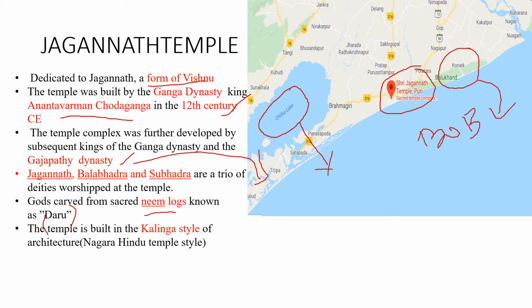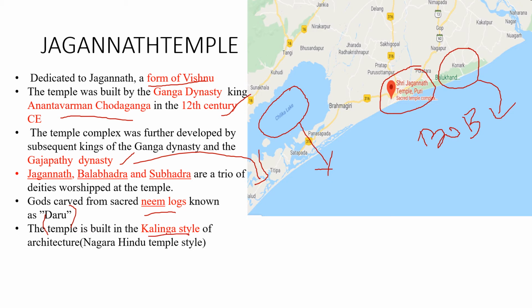When you take the principal deities of the Jagannath Temple, you have Jagannath, Balabhadra, who is also called Balaraman, and Subhadra, who are siblings. Everyone knows that Vishnu's elder brother is Balaraman, and he has a sister called Subhadra. These three are the principal deities, each carved out of neem log, and the deities are replaced at regular intervals. The temple is built in the Kalinga style of architecture.